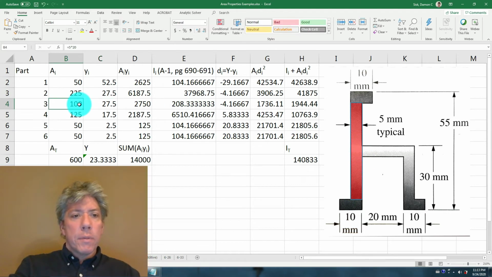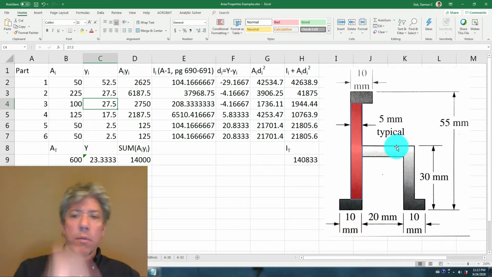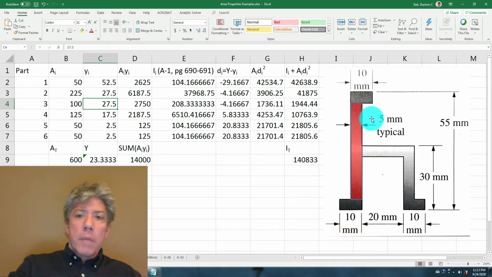What about the other two? Well, 5 times 20, I don't remember which leg that is. We've got 5 times 20 and 5 times 25. We can tell by the height. See the height here at 27.5, that's halfway up. Where would that be? Well, that must be this area. Let's see.